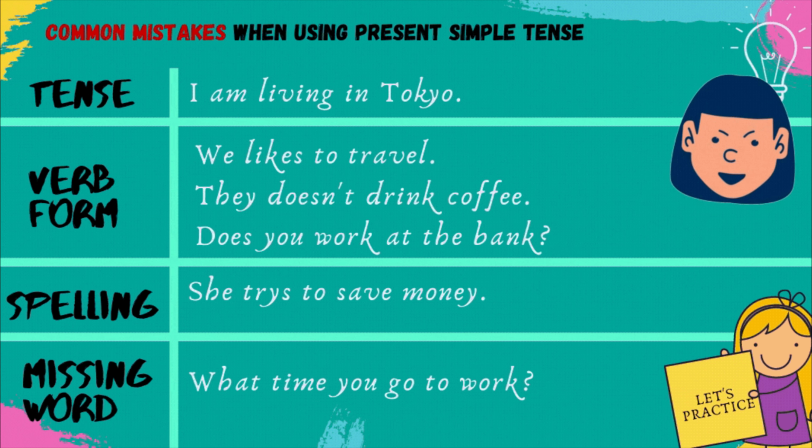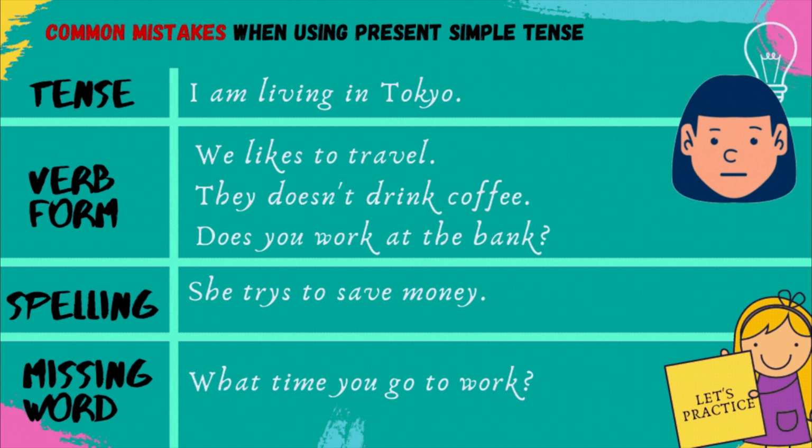Now, let's look at some common mistakes that learners or students often make when they start using the present simple tense. In this way, you will know what to be careful of so that you don't make these kinds of mistakes. Alright, so let's look. So usually, the mistakes are of 4 different kinds.